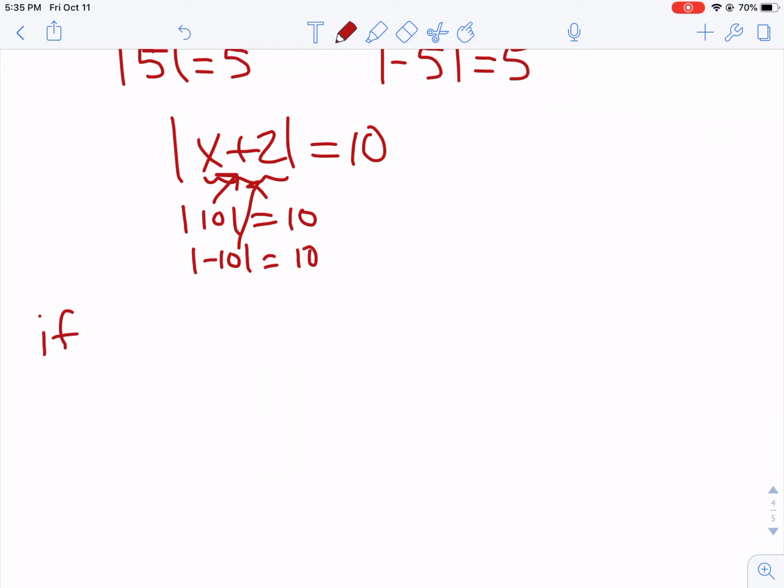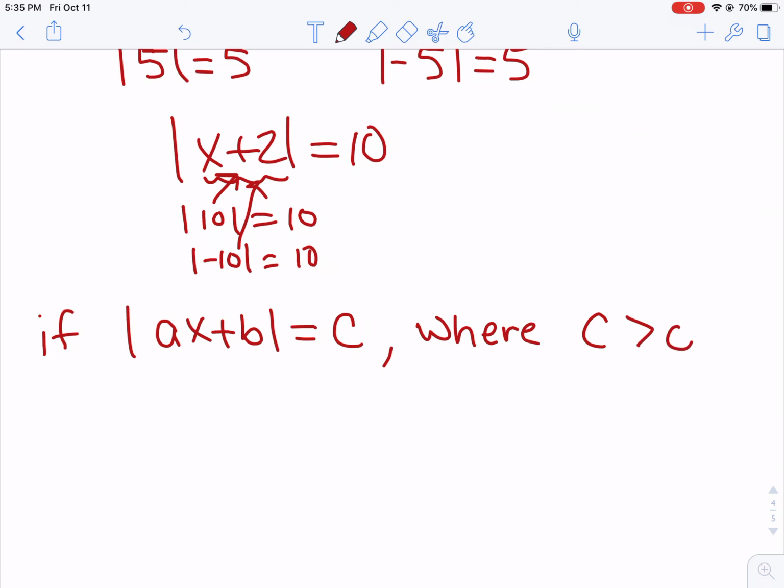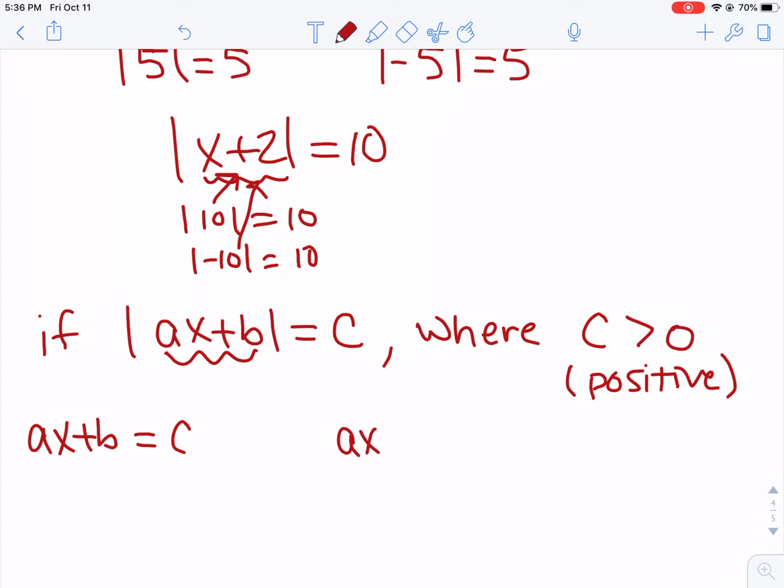So if you have an equation of the absolute value of ax plus b equals c, where c is greater than 0, and c has to be positive, because if it's negative, an absolute value can never be negative. The distance from 0 can never be negative. So if c is positive, then you're going to take the inside, ax plus b, and set it equal to the positive c, and set it equal to the negative c.